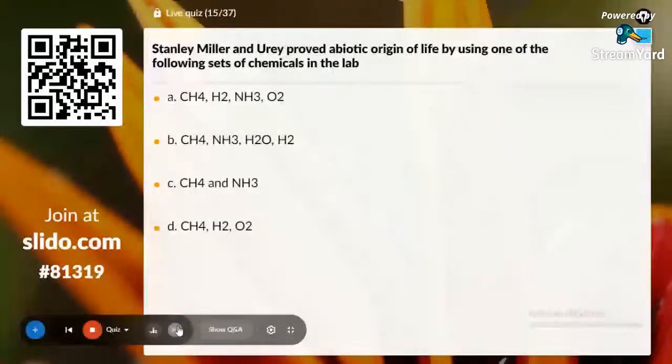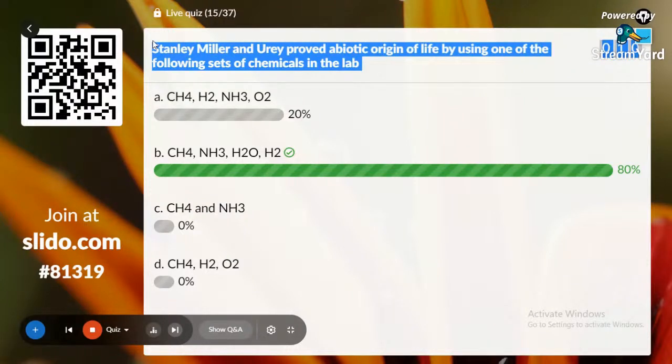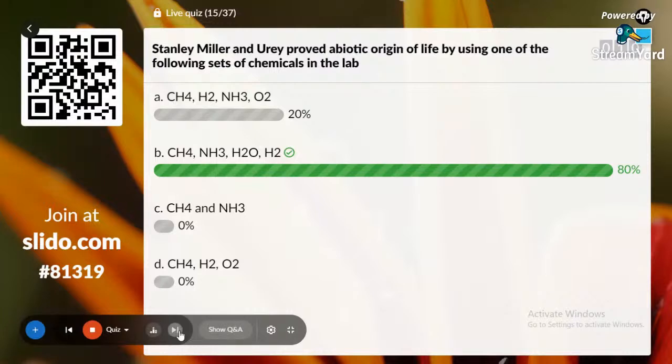Majority answer on the screen. Yes, very good. 88% voted with the correct answer. It is methane, ammonia, water, and hydrogen. That's what Stanley Miller and Urey used to prove the abiotic theory.